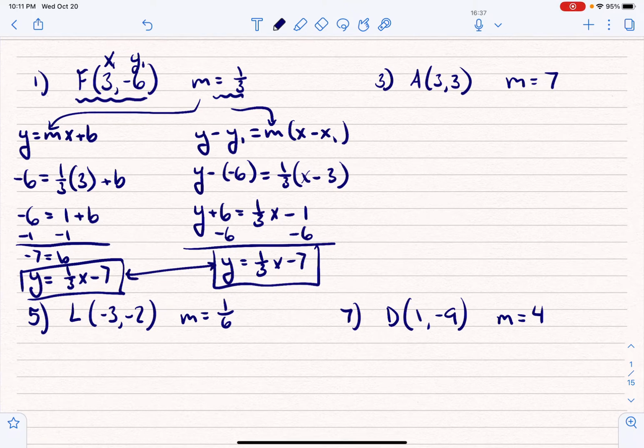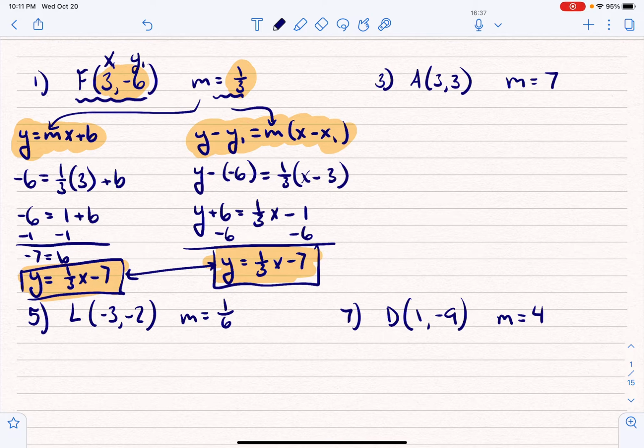Now I know I did those both really quickly, but I'm hoping that you saw the general idea, because this is where we spent a lot of time yesterday: if we were given a slope and a point, then we could use either this formula or this formula, and we would get the equation of a line. Those are the equations of a line. For these next few, I'm just going to give the answer. Hopefully for number one, you got y equals 1/3 x minus 7.